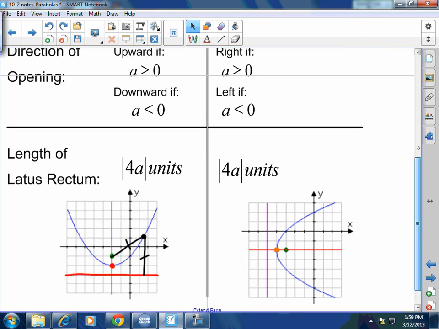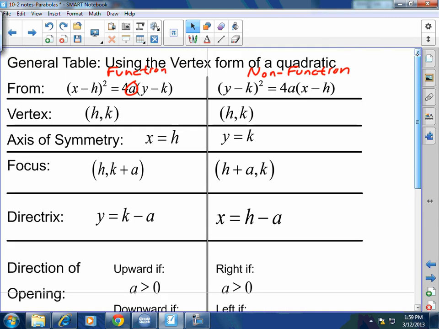Now, let's look at the other one. Now I've got the non-function parabola. Y minus k squared equals... Yes? You have the vertex, if k and h would be positive, they would be negative in the vertex. But it's minus k. Come again? No, if it says x minus 5, the h is positive 5. It's opposites. Yes, opposite. If I have x minus 5 squared, then that h is 5.